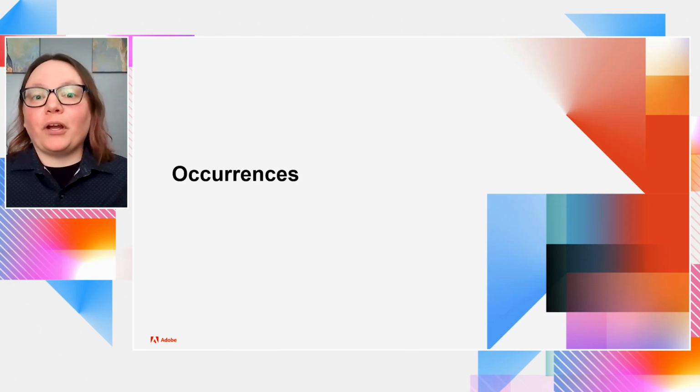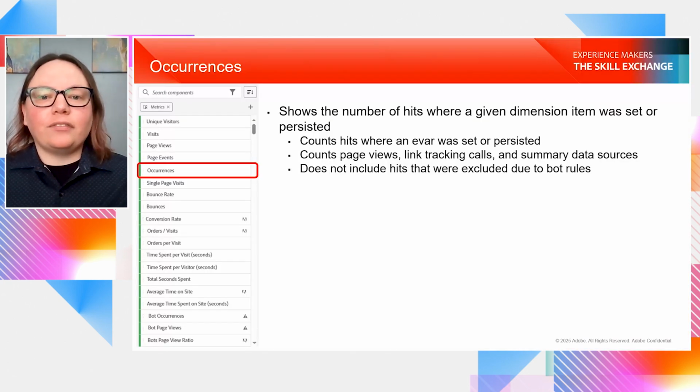Next, let's talk about occurrences. You've definitely seen this one pop up in your dashboard, as occurrences is the default metric that shows up in a freeform table after you drop in a segment or a dimension. Now, you can go into your settings and change this so that it's a different default metric. Personally, I set my default to be visits, but let's talk about what occurrences actually is.